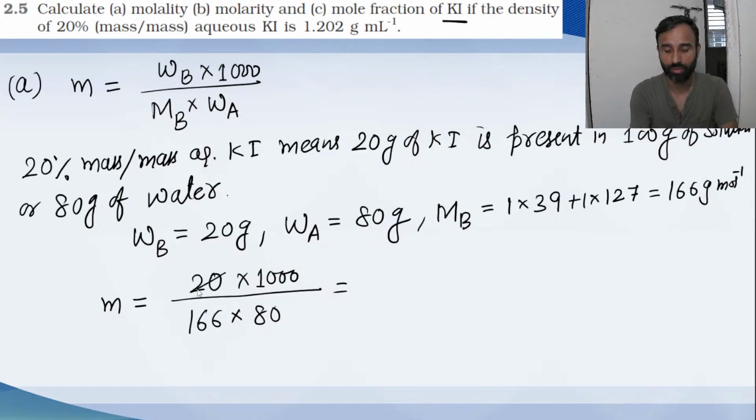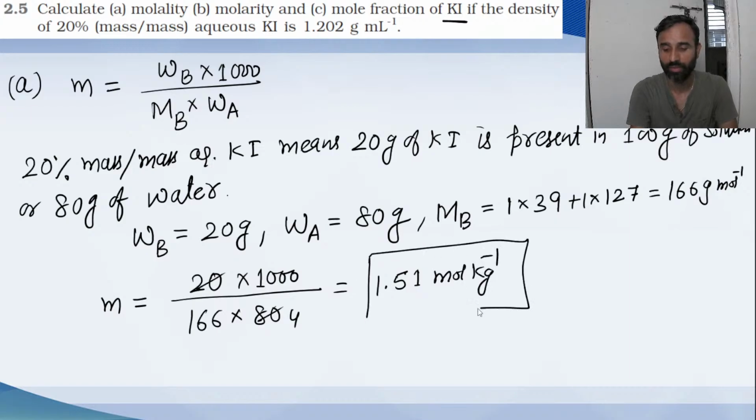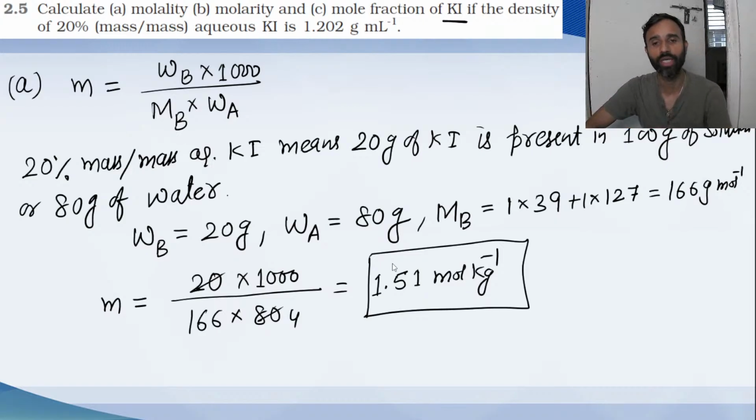It is 4. Total it comes out to be 1000 divided by 166 divided by 4. It is 1.51 mole per kg. Right? So this is first part of the question 2.5. That is molality of this solution is 1.51 mole per kg.